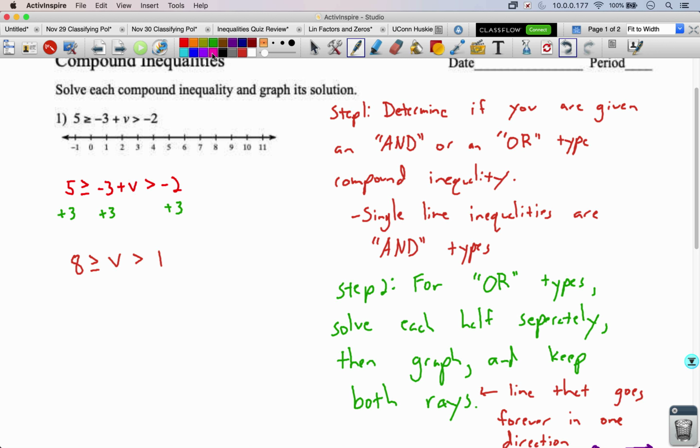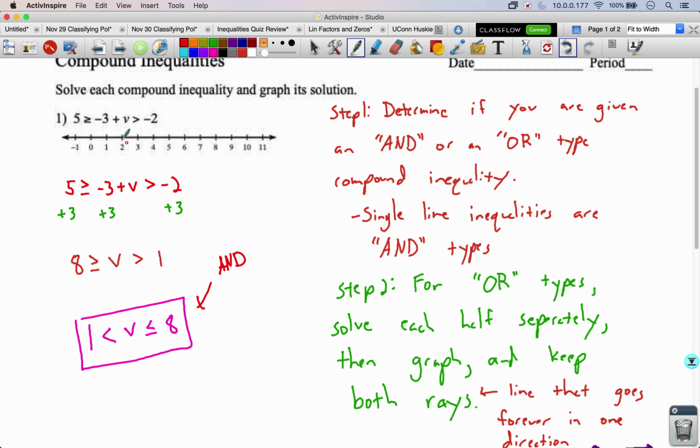All right. In order to graph this, I want these to all be less than symbols, so I'm going to take this whole thing and flip it all the way around. Bring the 1 over here, flip that inequality. 1 is less than v is less than or equal to 8. Hopefully you can see that this is just this compound inequality flipped around. All right, this is an AND type.